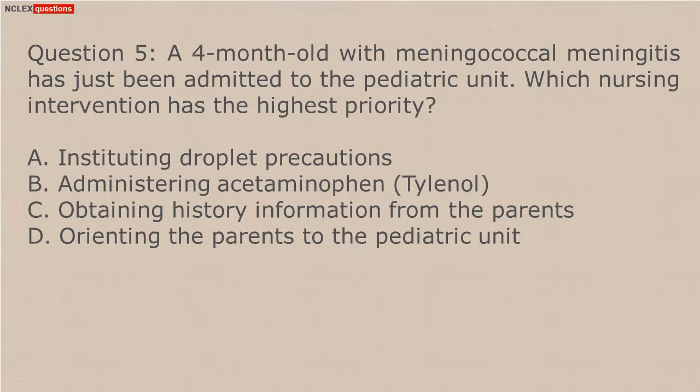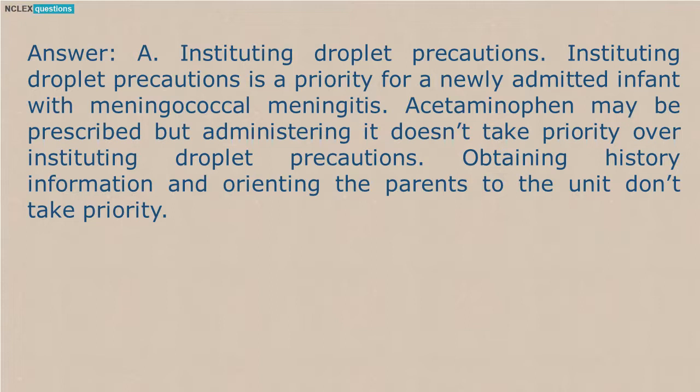Answer, A. Instituting droplet precautions. Instituting droplet precautions is a priority for a newly admitted infant with meningococcal meningitis. Acetaminophen may be prescribed, but administering it doesn't take priority over instituting droplet precautions. Obtaining history information and orienting the parents to the unit don't take priority.